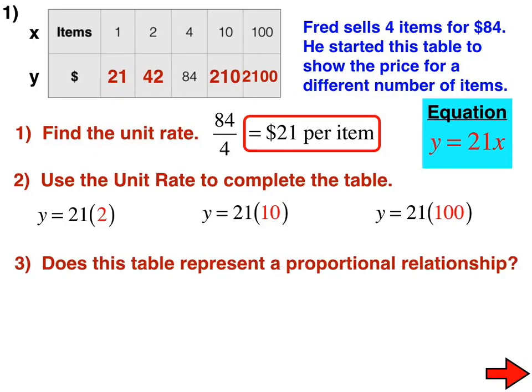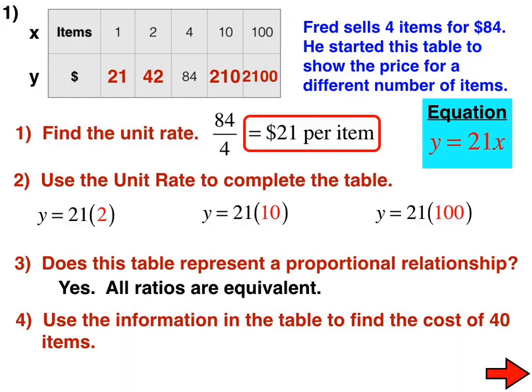So now I'm asking, does this table represent a proportional relationship? What do you think? Yeah, obviously yes, because we used k to fill out the table, right? So of course it's going to be proportional. All the ratios are equivalent. And then using the equation now, I want to know how much it costs for 40 items. 40 items. This is a number of items, which is which variable, x or y? Number of items. Is that x or y?